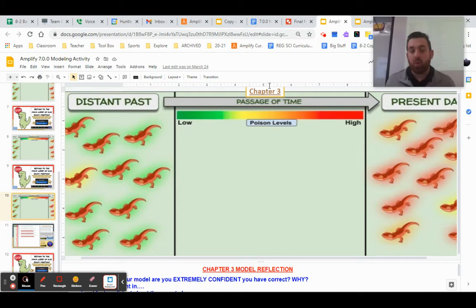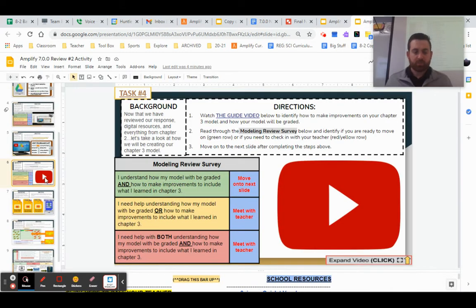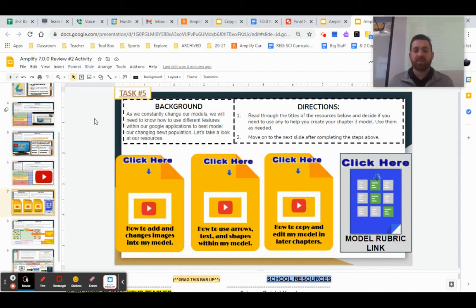So how do we know if our model is a strong model? Well, that's where our rubric comes in, okay? So in our Task 5, we have a bunch of different resources. We have the rubric that we're going to look at. We have a video here on how to copy and paste your old models so that you aren't spending time obviously looking for those same old pictures or whatever it may be.